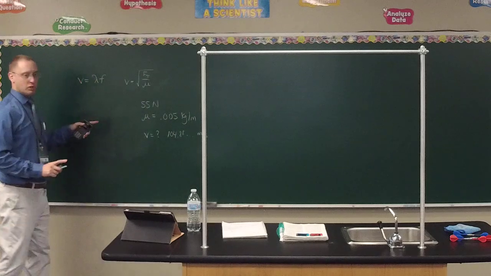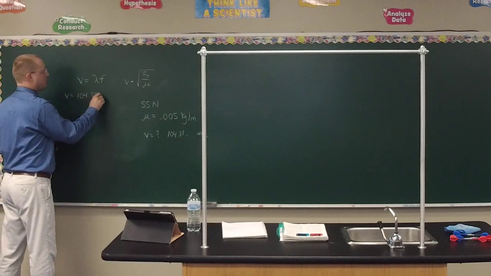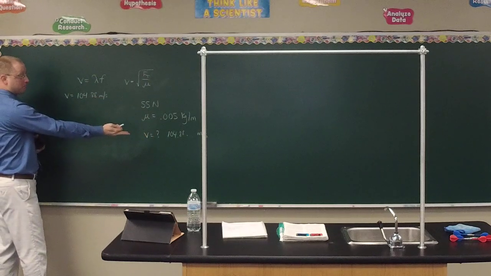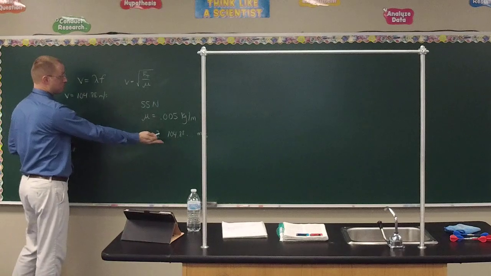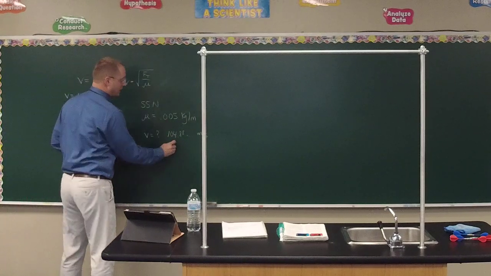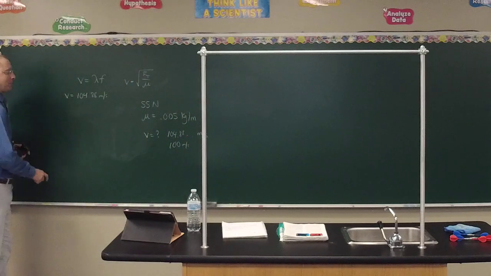Now let's take that same guitar string. Let's assume that the wave speed is 104.88 meters per second. Of course, you would technically have to round this to how many sig figs, class? One. Right, those zeros are not significant. So we'd have to say 100 meters per second if we were rounding that off. Let's keep the 104.88.